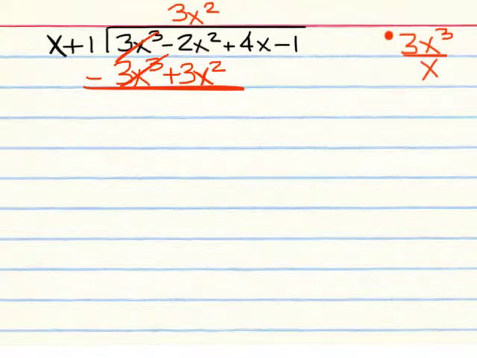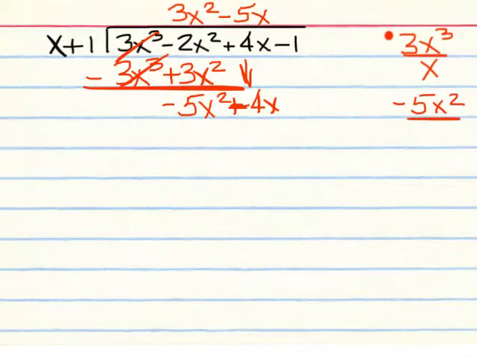And what is negative 2x squared minus 3x squared? Negative 5x squared. Then what do I do? Drop the 4x. And then it would be negative 5x on top, and that comes from negative 5x squared divided by x. So we put it up here and then do what?